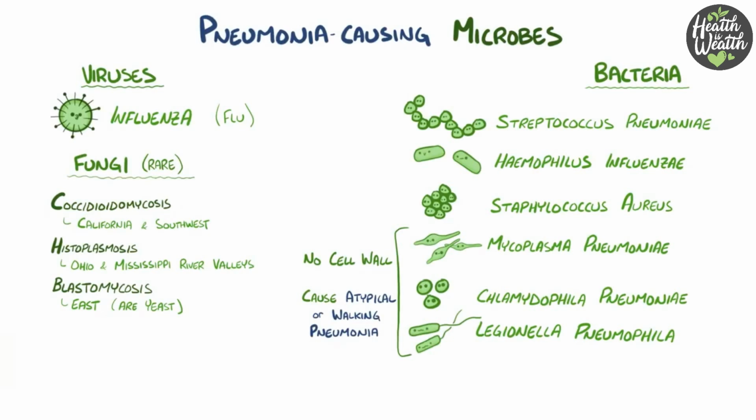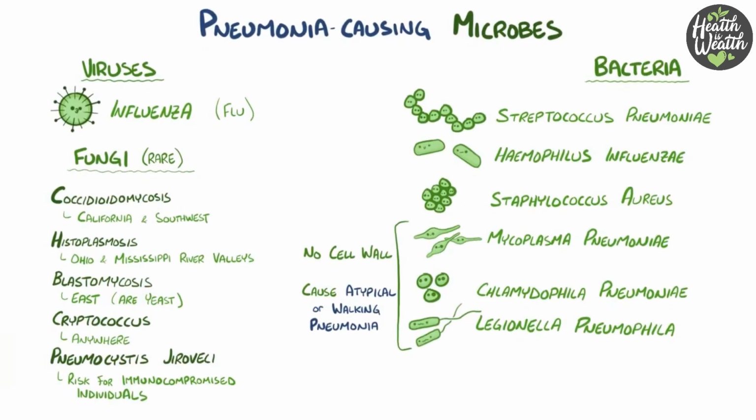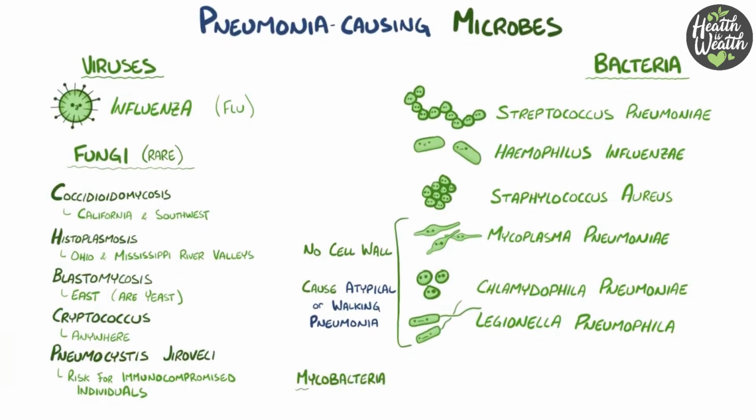Throughout the fungal causes in the US, there's Cryptococcus, which is cryptic because geographically it can pop up really anywhere. Now one special fungal culprit is Pneumocystis jirovecii, which is a risk for immunocompromised individuals. Finally, there's mycobacteria, which are slow-growing like fungi, hence the myco in their name, even though they're still bacteria. The most well-known one is Mycobacterium tuberculosis, also called TB.